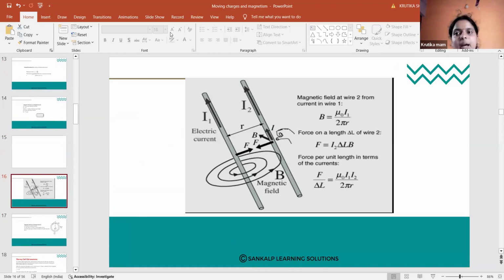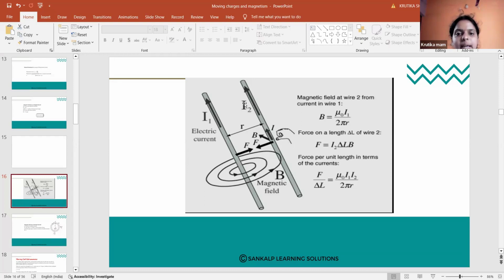Okay, so we have two parallel current carrying conductors. We are deriving the expression for the force between them and defining 1 ampere. This is a 3 marks question. The question is asked as: derive the expression for force between two parallel current carrying conductors and define 1 ampere. So 2 marks for derivation, 1 mark for the definition. Yes, so let us derive this one.